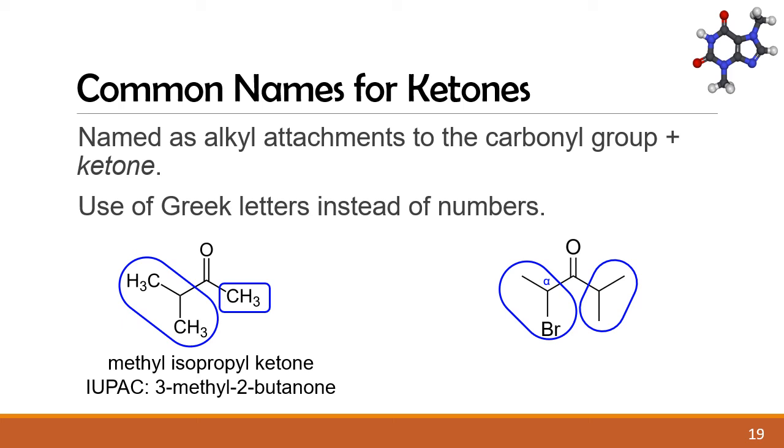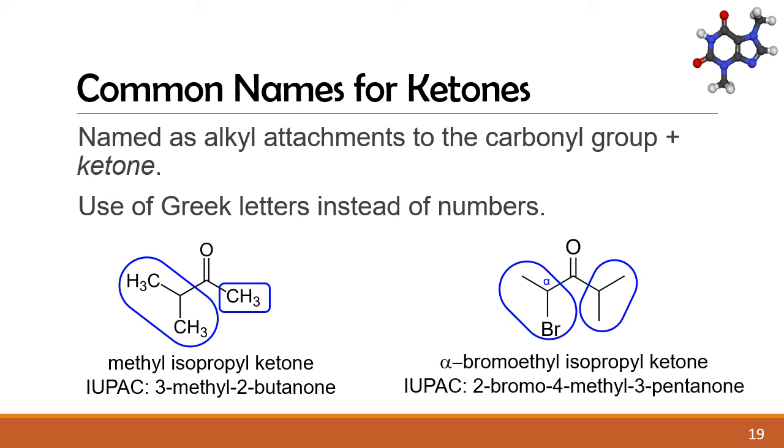In the next compound, we have an ethyl attachment with a bromo substituent on the left side of the carbonyl group, and we indicate the location of the bromo substituent using the Greek letter alpha. The attachment on the right side is isopropyl. So, the name of this ketone is alpha bromoethyl isopropyl ketone. Its IUPAC name is 2-bromo-4-methyl-3-pentanone.